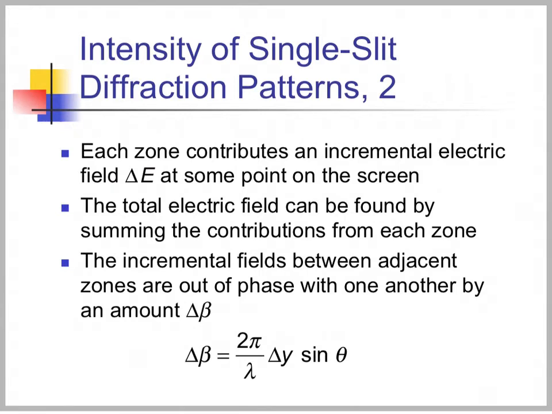Each zone contributes an incremental electric field delta E at some point on the screen. The total electric field is found by summing the contributions from each zone. The incremental fields between adjacent zones are out of phase with each other by an amount delta beta, where delta beta is 2 pi over lambda times delta y sine theta.